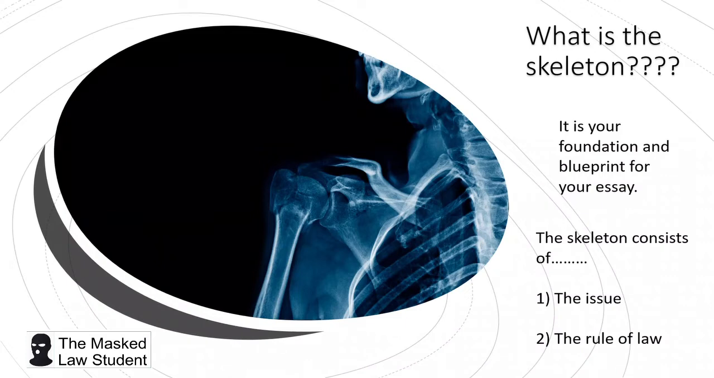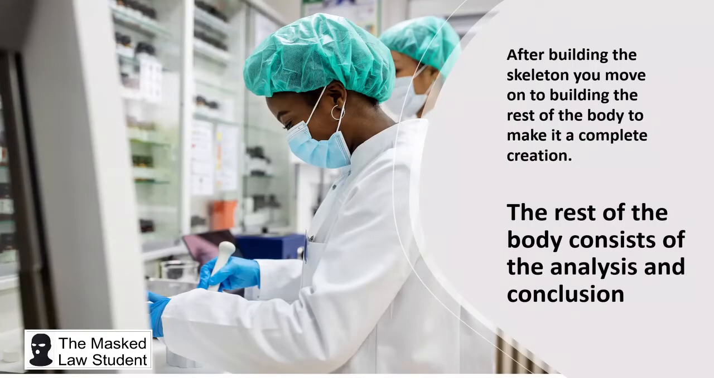Right, so I'm sure you're wondering, what is the skeleton? Well, I'm glad you asked that question because I'm going to answer it. The skeleton is your foundation and your blueprint for writing your essay. The skeleton consists of the issue and the rule. So just imagine that you read the fact pattern, you see everything in there, and you're listing it. It's your blueprint. It's your foundation for what you are going to write. And it consists, again, of the issue and the rule. Let's move on.